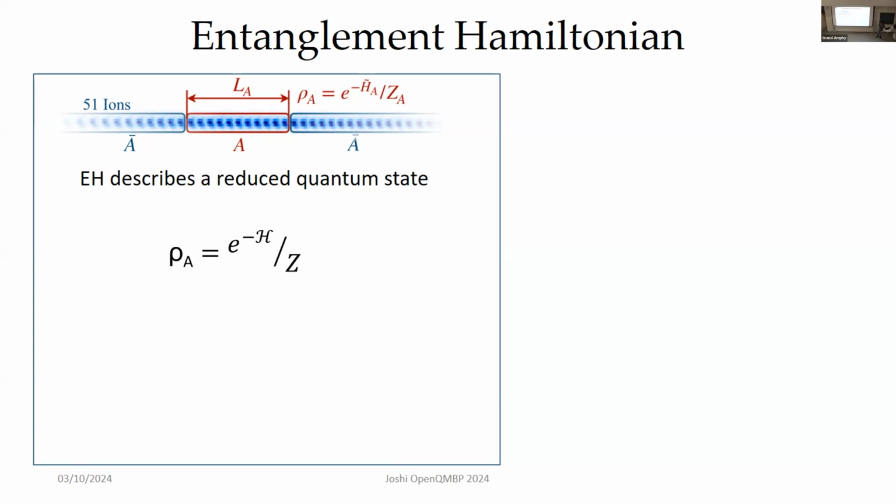Here it was very handy to learn that if you have a state of a many-body system comprising, let's say, 51 particles, and if the reduced state of a subsystem A can be described by some function e to the minus H, and if this H, what we call the entanglement Hamiltonian, has only a few parameters to be learned, then the state can be learned very efficiently.